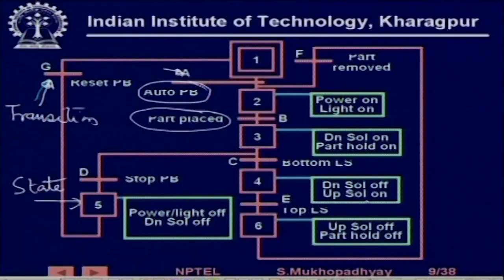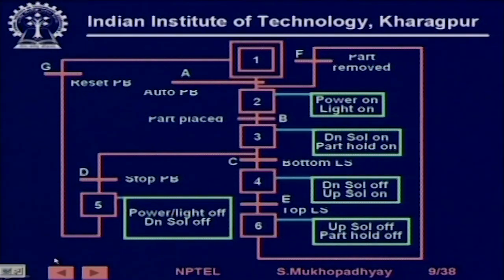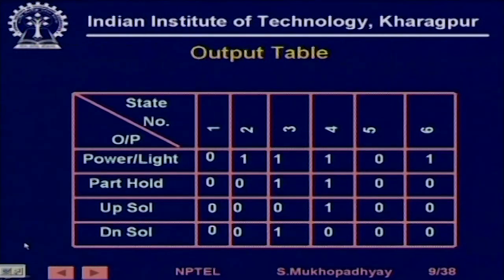So, this is what we call the state transition diagram, and these are the outputs which are exercised at different states, and that is also captured in what is known as an output table. The output table says that among the four outputs that we have, namely power light switch, part hold, up solenoid and down solenoid, what their status is, whether they are on or off, in the various states. So there are six states and there are four outputs. It says that the power light switch stays on in states 2, 3, 4 and 6, while the part hold stays on only during 3 and 4. Up solenoid is 1 during 4 and down solenoid is 1 during 3.